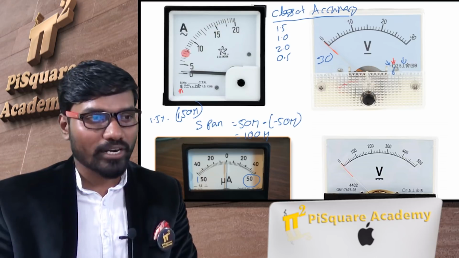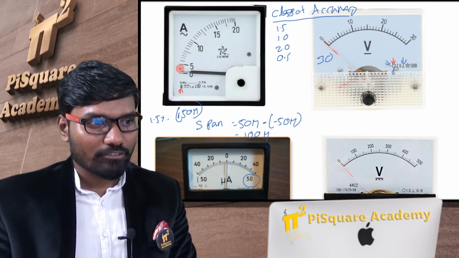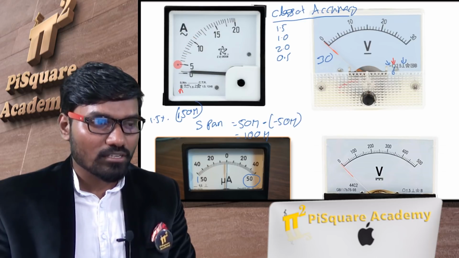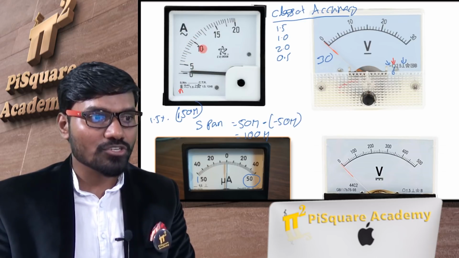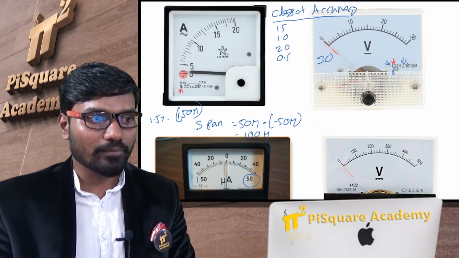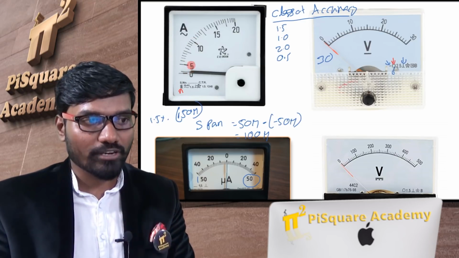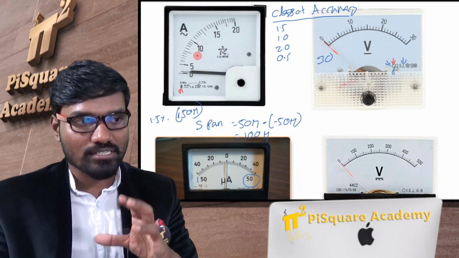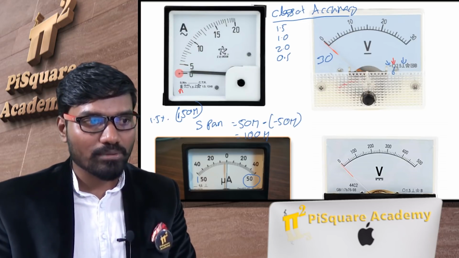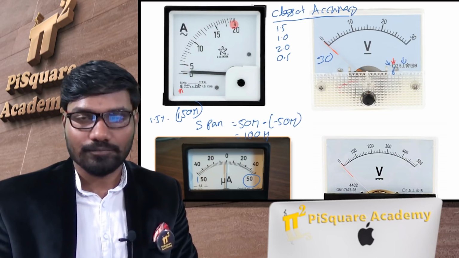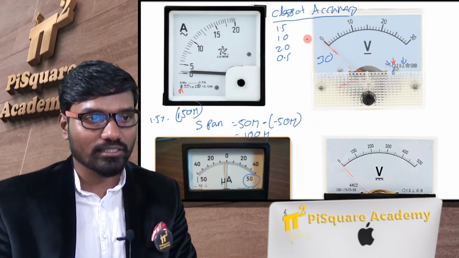Let me just mention a point about the scale. Here, if you see, the scale is non-linear. Means 5 to 10. This is 5, this is 10. There is a huge gap between 5 to 10. Here, 0 to 5, 5 units. Here, 5 to 10, 5 units. Here, the gap is more. Here, the gap is less. This is called a non-uniform scale.